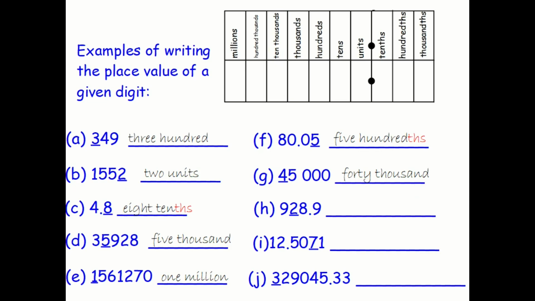Okay, this one is 928.9, so I've got the 9 on that side of the decimal point, the 8 here, the 2 here, and the 9 here. And it's the 2 that is underlined, so that is 2 tens, or you can actually just say 20. 2 tens or 20 is fine.